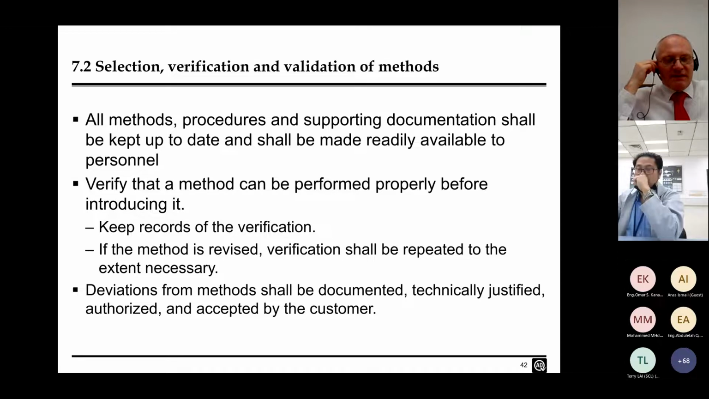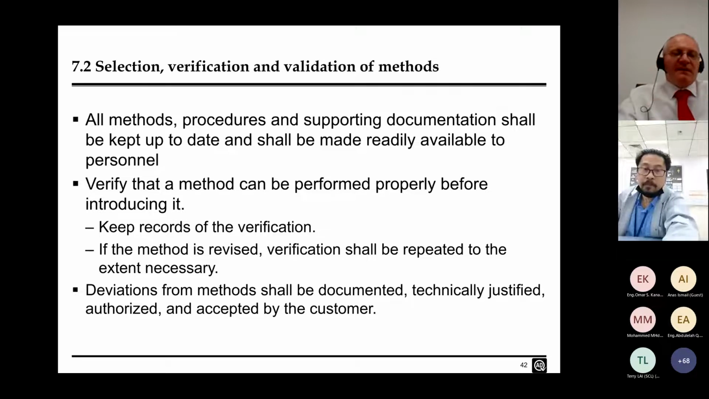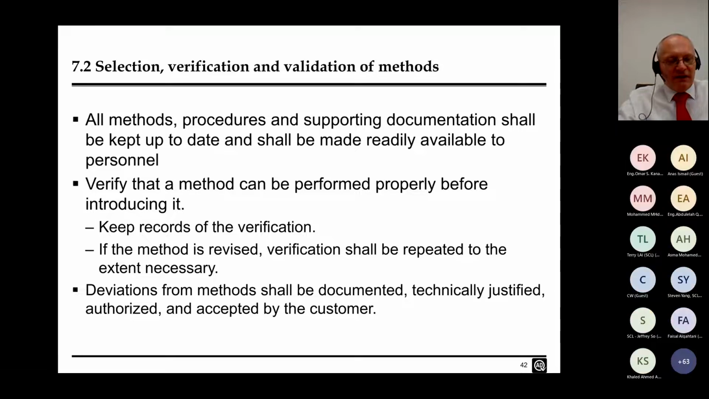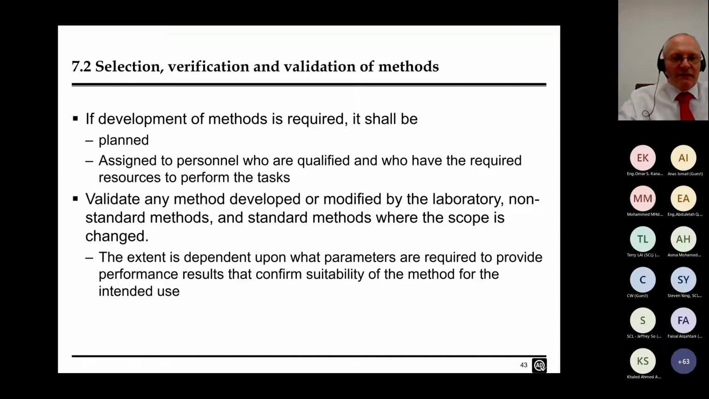This is much more explicit than it used to be, so we need to make sure that we really are doing this. Deviations from methods should be documented and technically justified, not just because you think it's easier or quicker; there has to be a technical reason why you're going to deviate. They need to be authorized by somebody suitable within your organization, and accepted by the customer. So we're trying to follow methods that are consistent, preferably internationally recognized, because it makes it easier to deliver the right results.